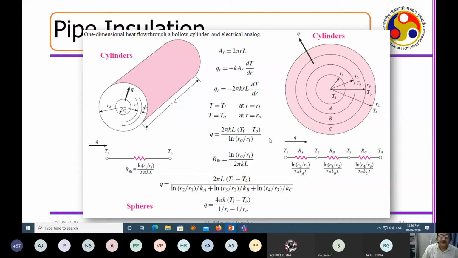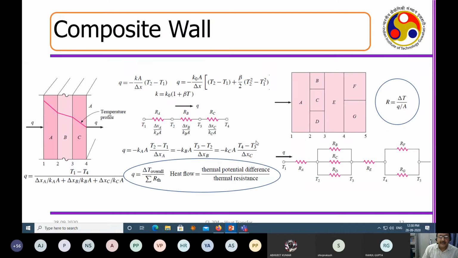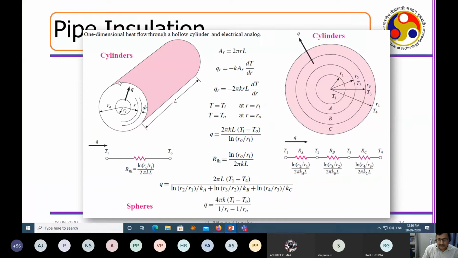Okay, so for the cylinder, you will find that this will become ln(R0/Ri) divided by 2 pi KL (Ti minus T0), divided by ln(R0/Ri). When I integrated for a rectangular cross section, I obtained it like this. But when I integrate for a cylinder, since the area has a radius dependence, I obtain an equation like Q equal to 2 pi KL (Ti minus T0) by ln(R0/Ri). So from there, the resistance becomes ln(R0/Ri).